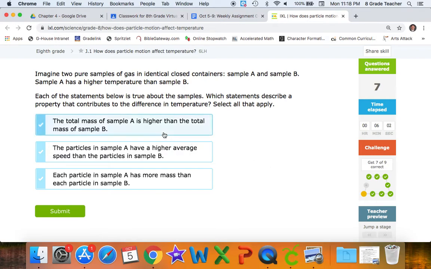Total mass of sample A is higher than the mass of sample B. The particles in sample A have a higher average speed than particles in sample B. Each particle in sample A has more mass than each particle in sample B. So the two factors are mass and average speed. Here average speed is calculated in, and these two both talk about mass. If we're getting to the differences between two pure substances, the difference isn't going to be in the total mass, it's going to be in each particle in the sample.